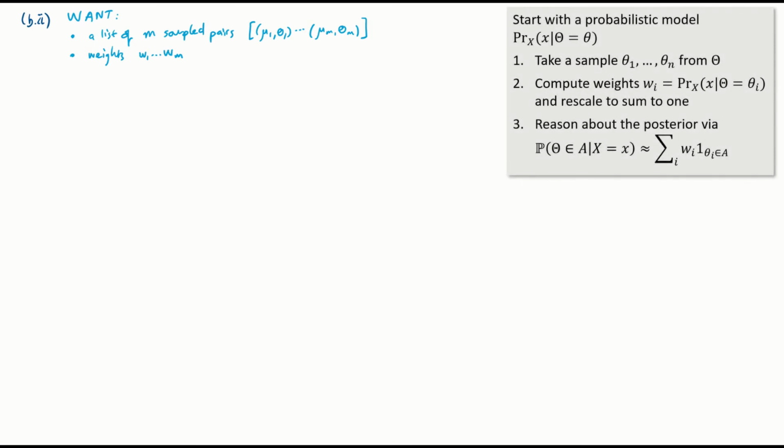What's it talking about when it says generate a weighted sample? Well, this is just a reference to the computational Bayesian procedure. We start with a probabilistic model. We take a prior sample theta1 up to theta n from the prior distribution. We compute a different weight for each one of the sample points and rescale the weights so they're summed to 1.